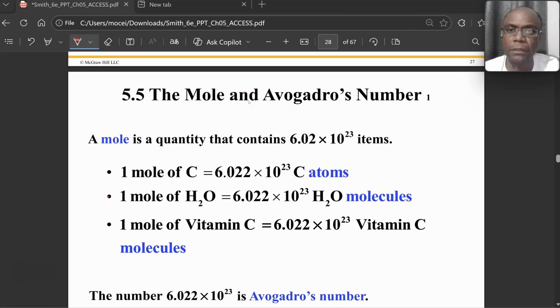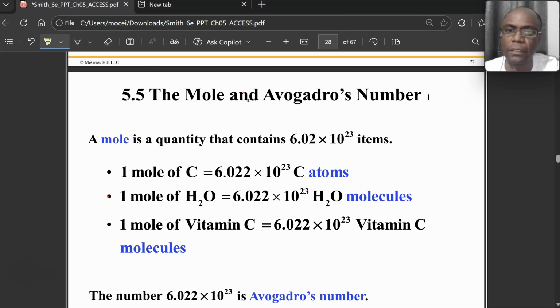Since we are talking about chemical reactions, we need to know a way to compare the amounts of our chemicals. We usually use the mole as the SI unit, or as the way to quantify the amount of our chemicals in a chemical reaction. And the mole relates to Avogadro's number. We're going to talk about that as our learning objective.